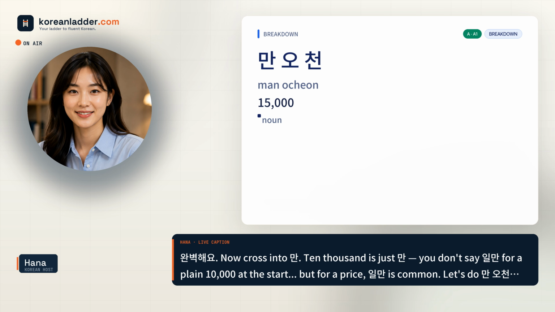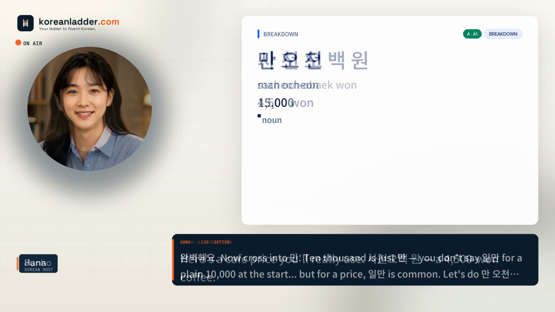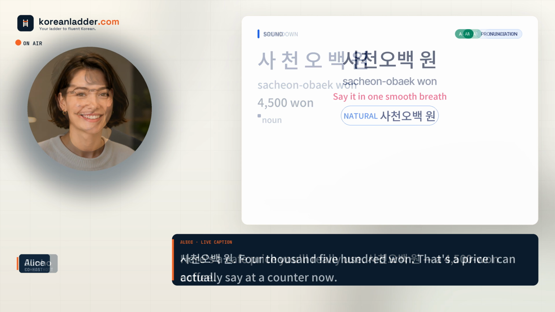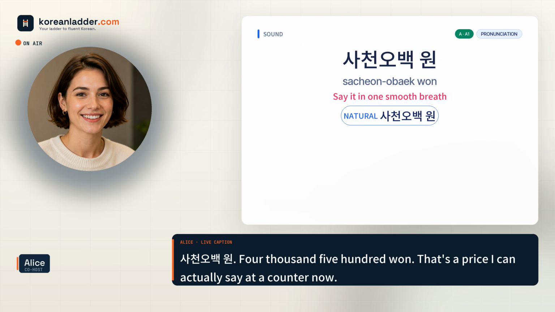10,000 is just 만. You don't say 1만 for a plain 10,000 at the start. But for a price, 1만 is common. Let's do 15,000. Here's a cafe price you'll really use. 4,500원, a 4,500원 coffee. 4,500 won. That's a price I can actually say at a counter now.